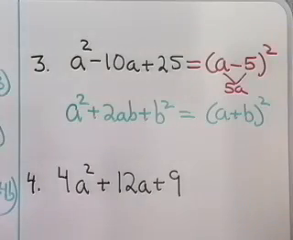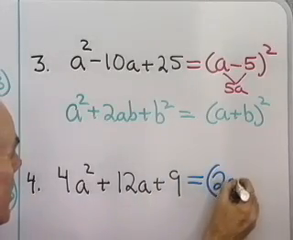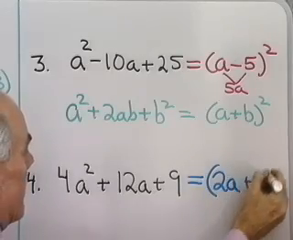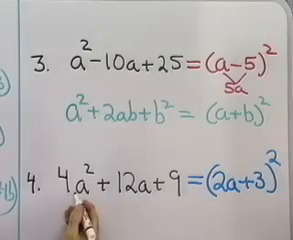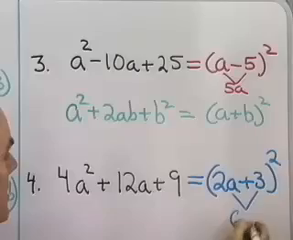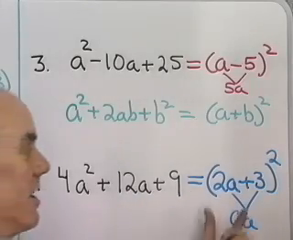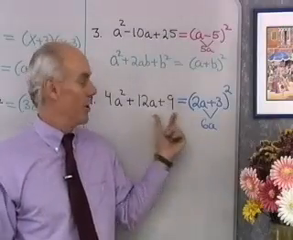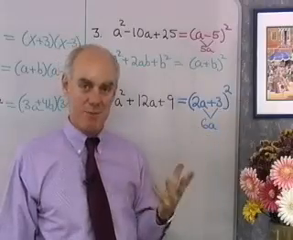One more problem. How about 4a squared plus 12a plus 9? Let's see if it is. If it is, it's the perfect square 2a plus 3 quantity squared. So square the first term, get 4a squared. Square the last term, get 9. The product of the two terms is 6a. Doubled is 12a. So yes, this is in fact the factorization of this polynomial. And by writing 2a plus 3 quantity squared, I mean 2a plus 3 times 2a plus 3.